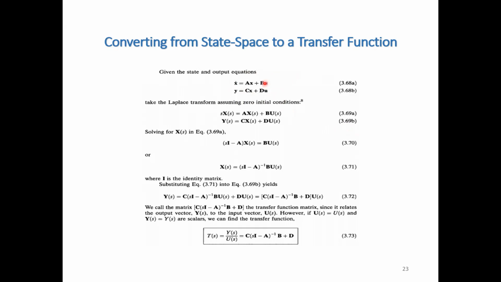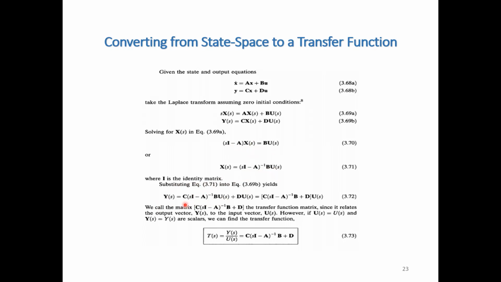Let's say this is your state equation and this is your output equation. Now take the Laplace transform of it, assuming zero initial conditions, and solve for X(s) using this equation: (sI minus A) X(s) equals B U(s), or X(s) is equal to (sI minus A) inverse B U(s), where I is the identity matrix.